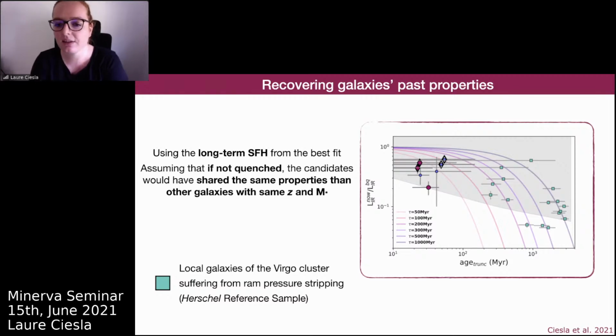And you can see on the right panel, in the x-axis, this is the age when the quenching happened, and the y-axis, the ratio between the infrared luminosity now and the infrared luminosity before the quenching. And you can try to see how the infrared luminosity decreased since the quenching. So there is a sample from COSMOS and also from local galaxies in blue, in the blue squares.